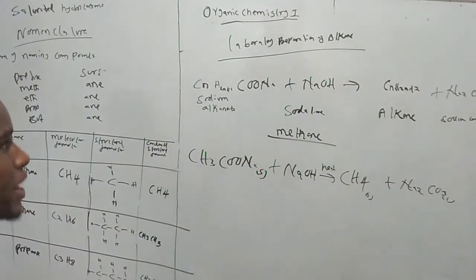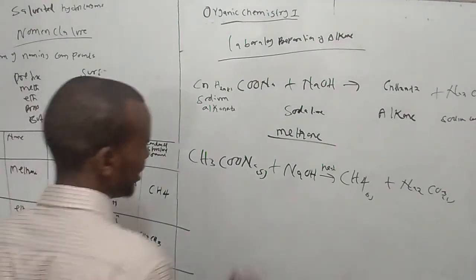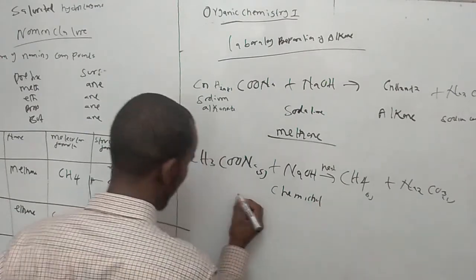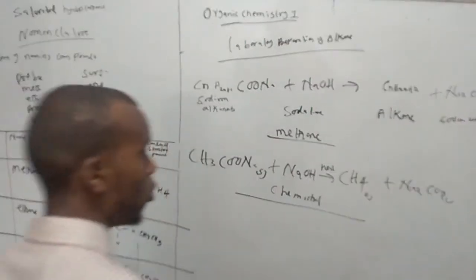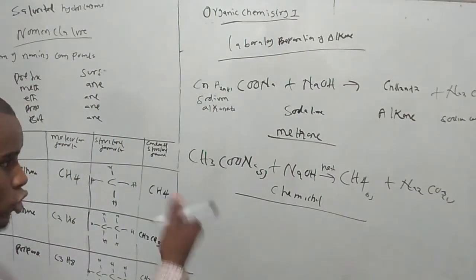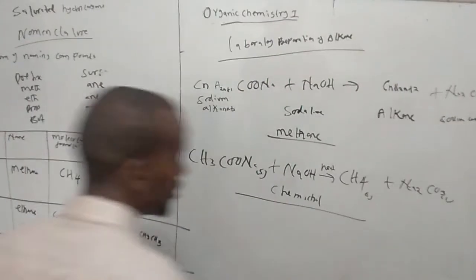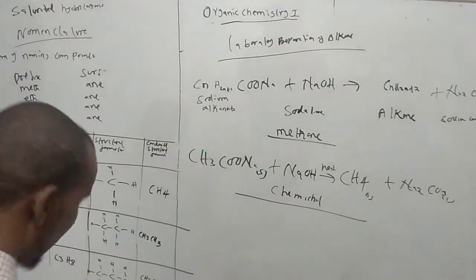That's how we prepare the laboratory preparation of the alkane gas. Lastly, let's look at the chemical properties of alkane. Remember, whenever alkanes react with oxygen, this forms carbon 4 oxide and water.